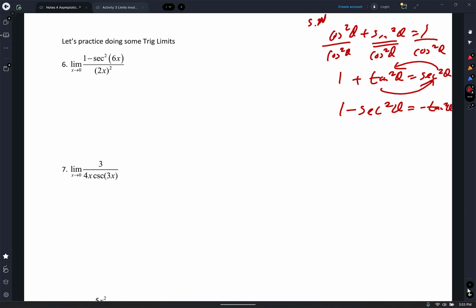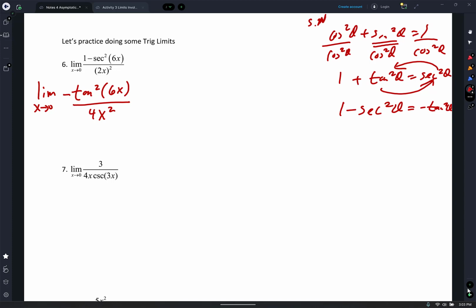So I'm going to write limit as x approaches 0 of negative tan squared, and I have to keep the argument the same, 6x, over, and I'm going to square this, 4x squared. Are we still okay?